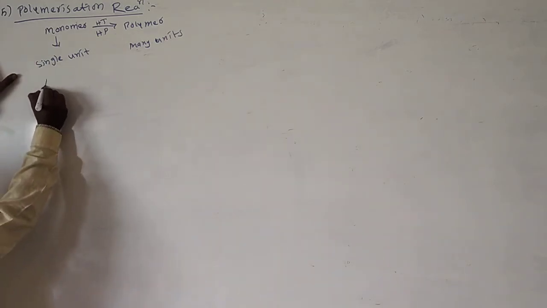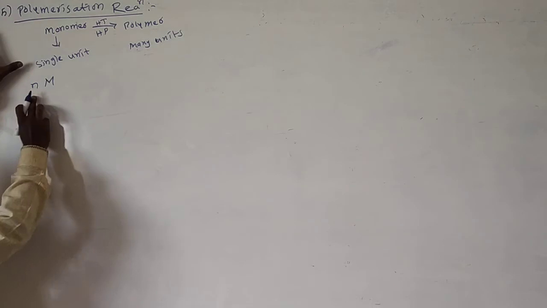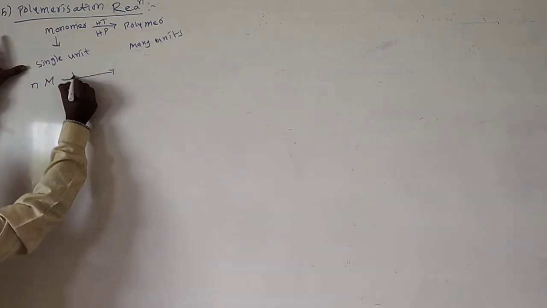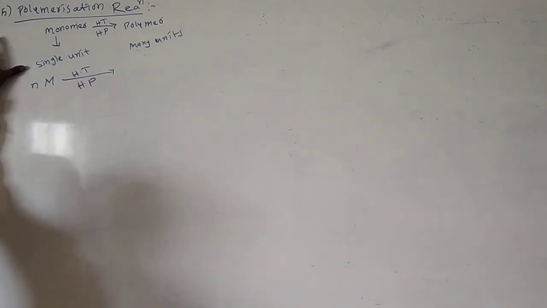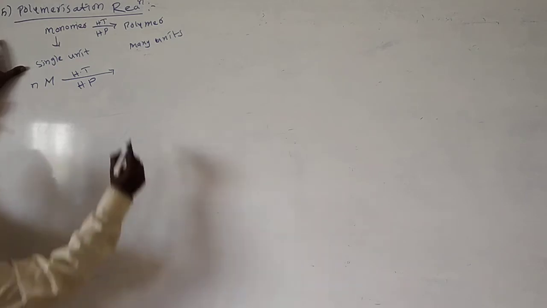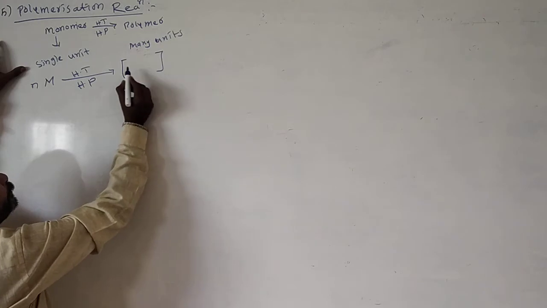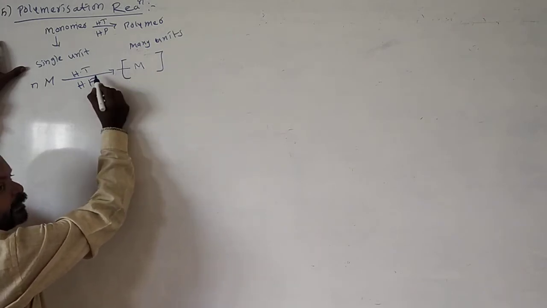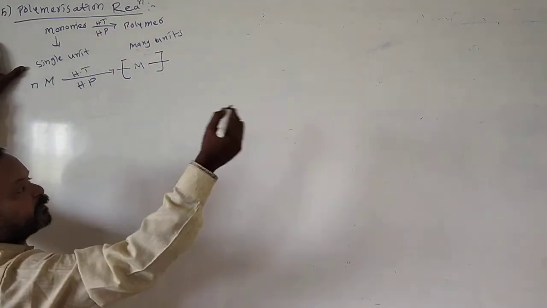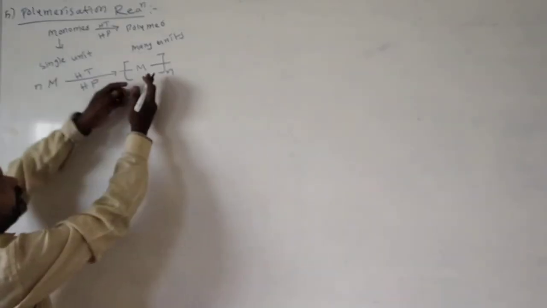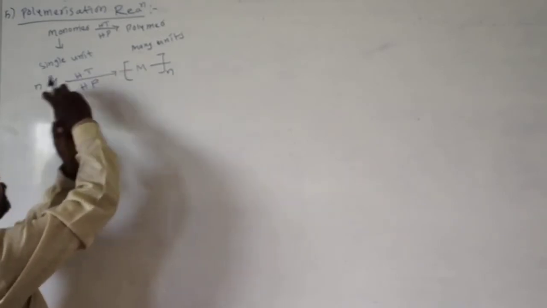How do you represent the polymer? M means monomer. Here you take a number of monomers. N means number, M means monomer. They react with each other at high temperature and high pressure and form the polymer. This is the representation of polymer. Here N means that one molecule contains a number of units. This is the number of monomers.